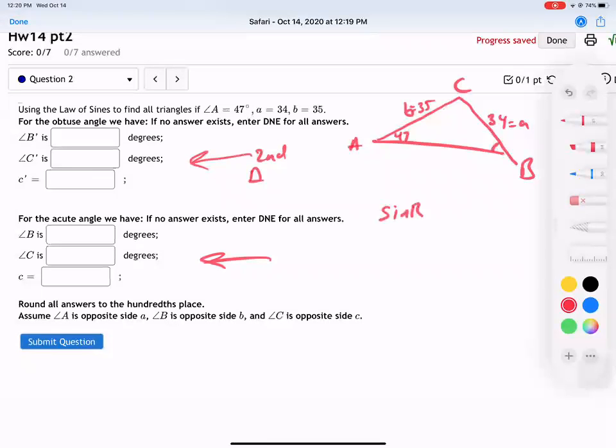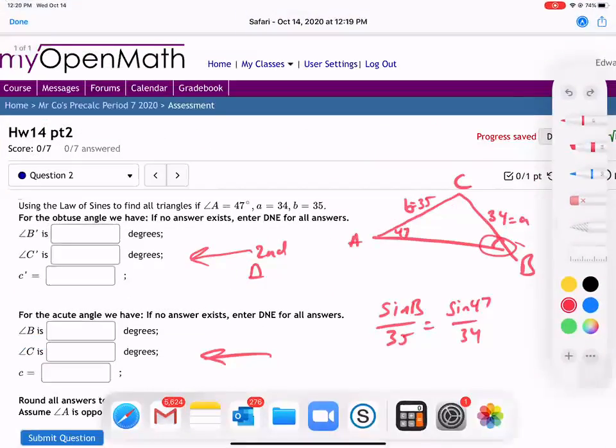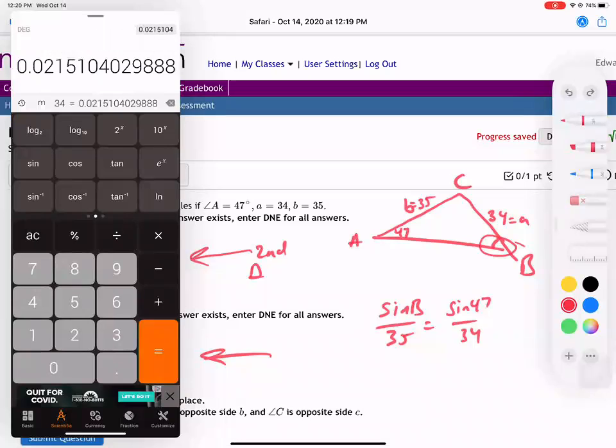Sine of B over 35 is equal to sine of 47 over 34. Please take a look at how I decided to set up my law of sines. I start off with an angle I don't know over the side, and following the same fraction for the pair I do know. This is all calculator work. Let's take out the calculator. I'm going to type 47 sine divided by 34 times 35. That's not an angle I need. We're going to undo it.